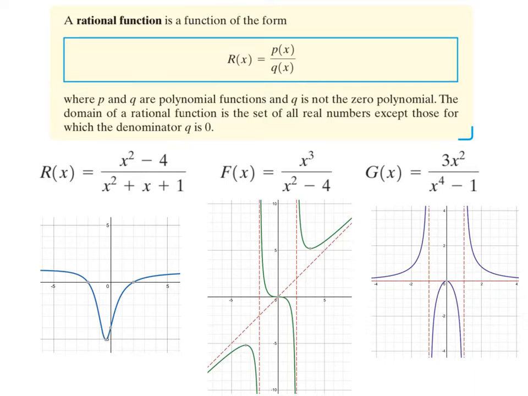So most likely you'll have an x in the top and an x in the bottom, but at minimum you'll have an x in the bottom, which creates some interesting things. Here we have examples of rational functions and their graphs. So this one maps to this. Pretty simple, pretty nice. And then these two map to these two. We got lots of red dotted lines here, and those are asymptotes, which we will cover in just a moment.